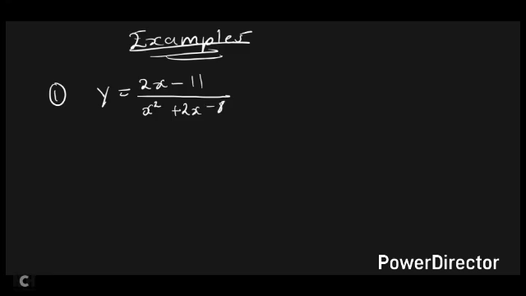So what do you do in this situation? The first thing that you do is find the vertical asymptote. So how do we find the vertical asymptote? We take the denominator. What's the denominator in this situation? It's x squared plus 2x minus 8, which is equal to 0.